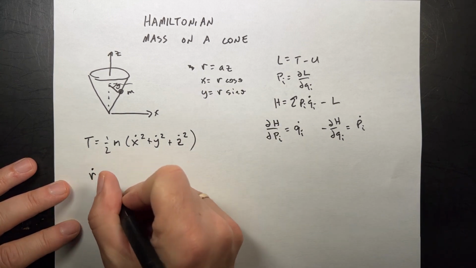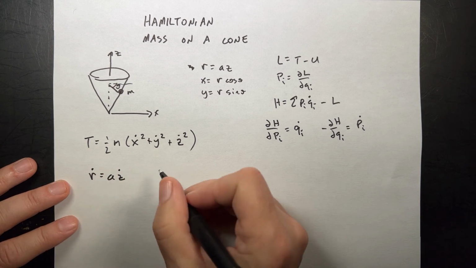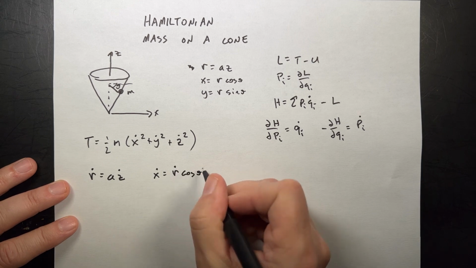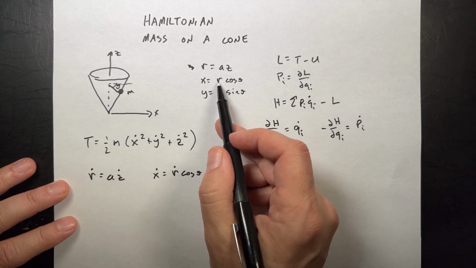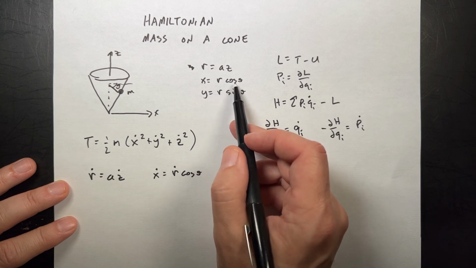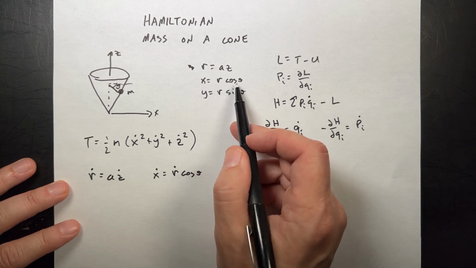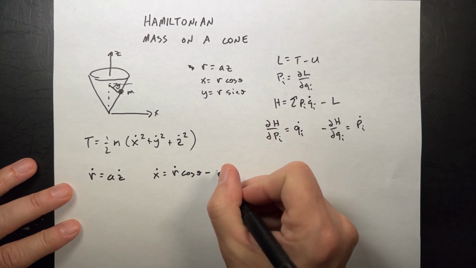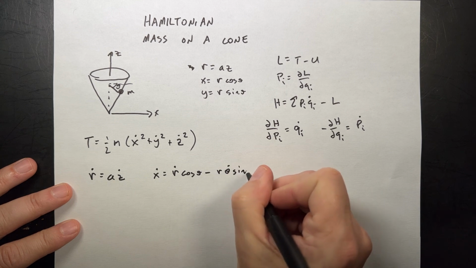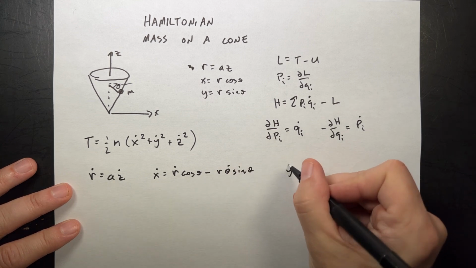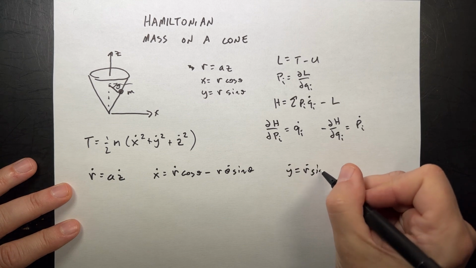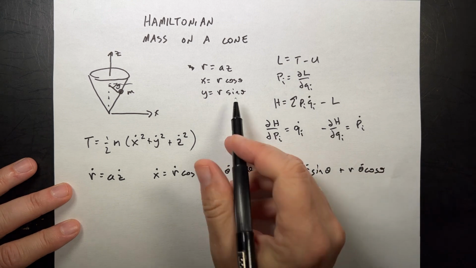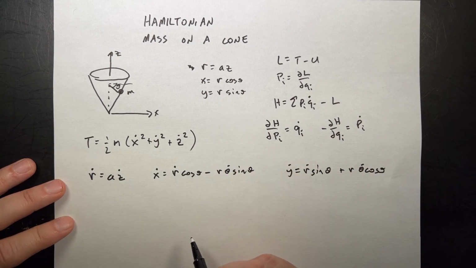r dot is going to be a z dot. That one's pretty easy. x dot is going to be equal to r dot cosine theta, right? I have the product rule, so I have to take the derivative of r times cosine theta plus r times the derivative of cosine theta, and the derivative of cosine theta is negative sine theta theta dot, because I have to take the derivative inside. So I can get minus r theta dot sine theta. And then y dot is going to be equal to r dot sine theta plus r theta dot cosine theta, because the derivative of sine theta is that.